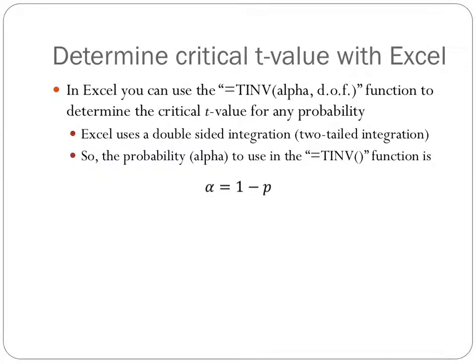You can use Excel as a calculator to determine the critical t-value by using the t-inverse function, because basically what we're doing is we're taking the t-distribution value and we're taking the inverse of the integration to determine the critical t-value. The T-inverse function requires an input of our desired alpha level as well as the number of degrees of freedom. And it's important to understand that Excel uses a double-sided integration or two-tailed integration instead of the single-sided integration that was used in the table example that I showed previously.